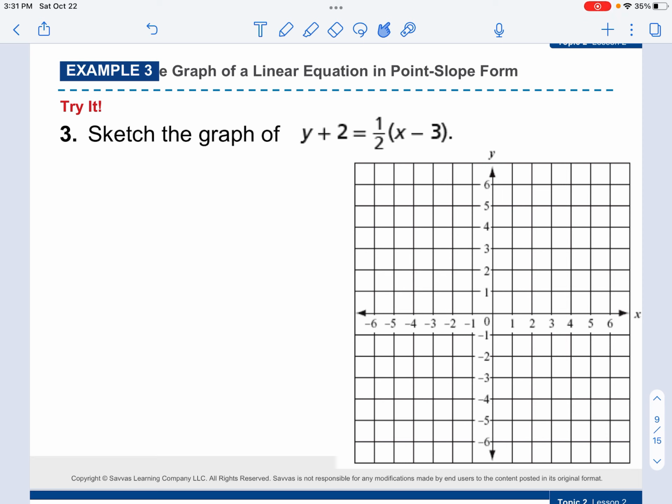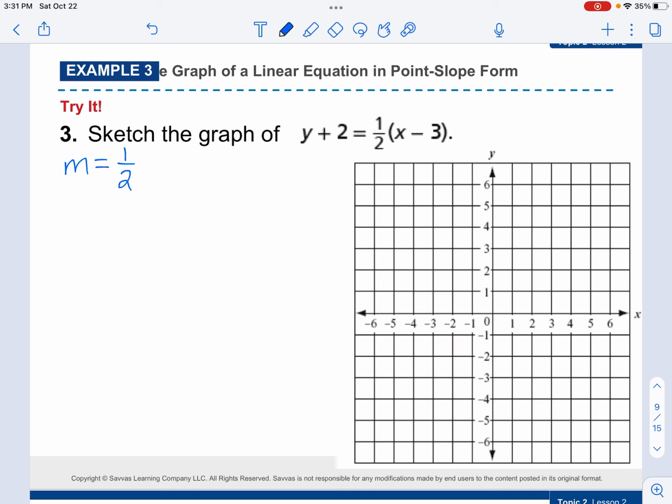So go ahead and pause the video, see if you can do this one on your own, and then unpause the video to check your solution. Okay, the slope is the easiest to identify because it's just sitting in front of the parenthesis as 1 over 2.